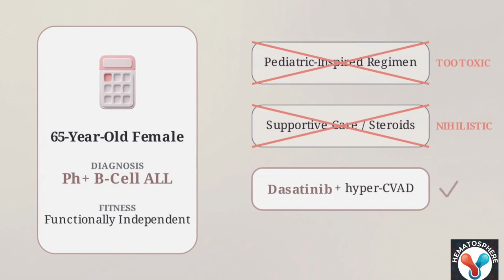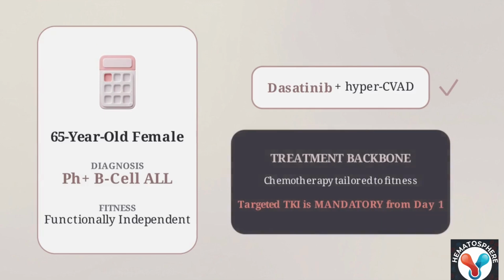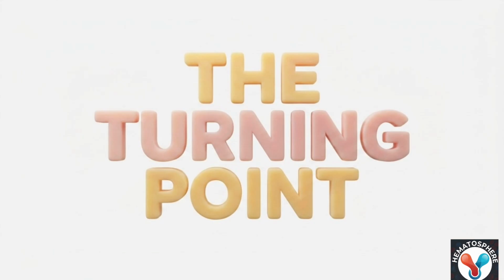This reinforces our fourth principle. While the intensity of the chemotherapy backbone is dictated by patient fitness, the targeted TKI is mandatory from day one. The most difficult board questions require recognizing when an indolent disease abruptly transforms into an aggressive one.